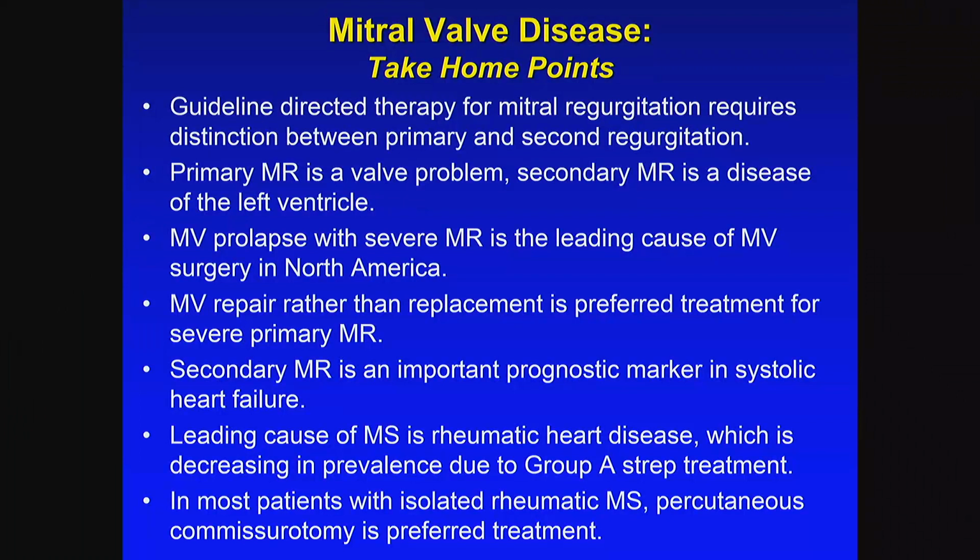Secondary mitral regurgitation is an important prognostic marker in systolic heart failure. And the leading cause of mitral stenosis is rheumatic heart disease worldwide, which is fortunately reducing in prevalence owing to group A streptococcal recognition and treatment. And in most patients with isolated rheumatic mitral stenosis, a percutaneous commissurotomy is the preferred treatment, provided there are pliable valve leaflets.